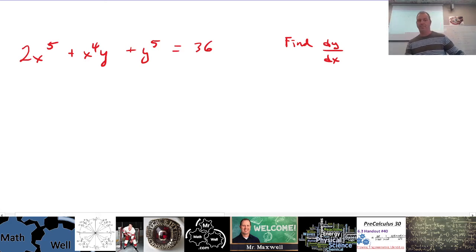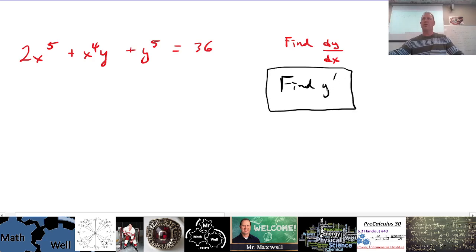You should have written it down, even though it's not reportable. Did you write d over dx? Find dy dx means the same as, in this notation, find y prime with respect to x. The problem with this is you don't know which variable you're being asked to differentiate with respect to. It doesn't say here, so that's why this is handy. But this is y prime with respect to x.